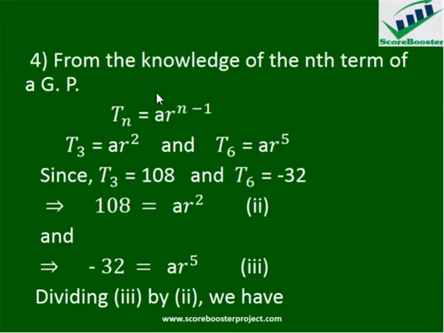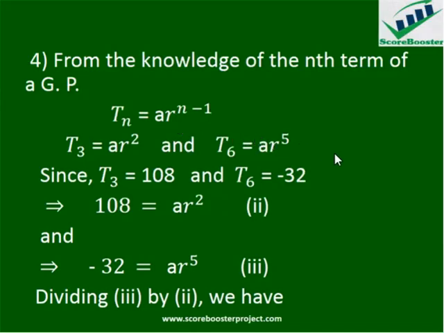So from the knowledge of the nth term of a geometric progression, Tn equals ar raised to power n minus 1. So from the question, the third term, which is T3, will be ar raised to power 3 minus 1. 3 minus 1 will give 2. So that's why we have ar squared. And T6, that is when n equals 6, will be equal to ar raised to power 6 minus 1, which is ar raised to power 5.